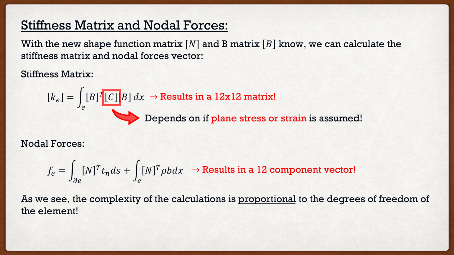And as we're seeing, the complexity of these calculations is proportional to the degrees of freedom of the element. So I'm saying degrees of freedom of the element. I'm not saying the degrees of freedom of the nodes. Of course, each node has 2 degrees of freedom. But to find the degrees of freedom of the element itself, we take the number of nodes, multiply them by the degrees of freedom per each one of those nodes, and we get the degrees of freedom of the element. So in this case, we would say that these elements have 12 degrees of freedom: 6 nodes, each node having 2 degrees of freedom.